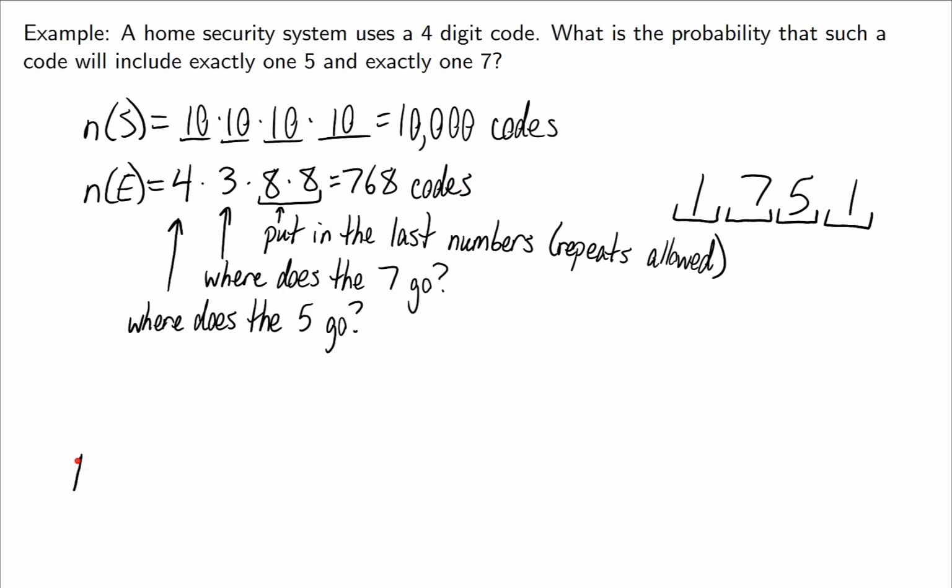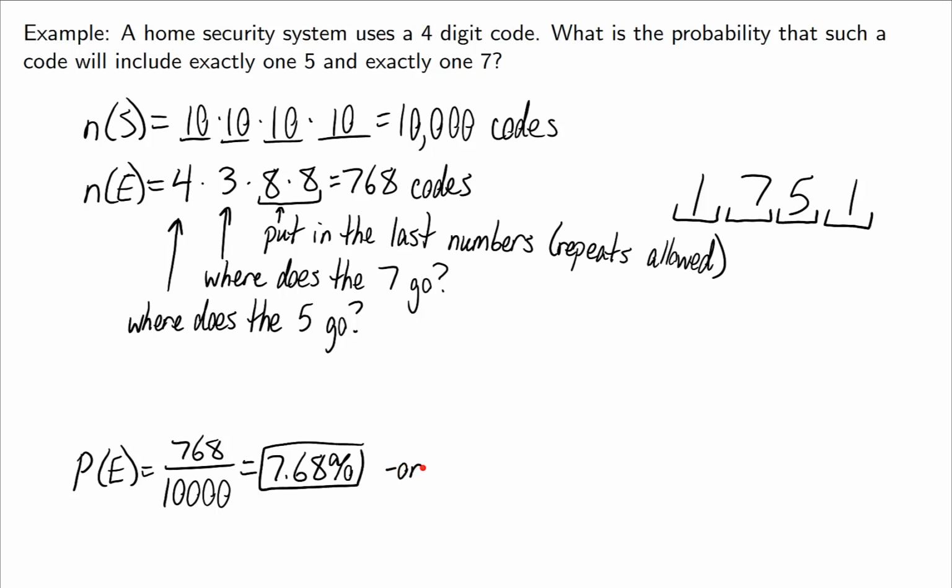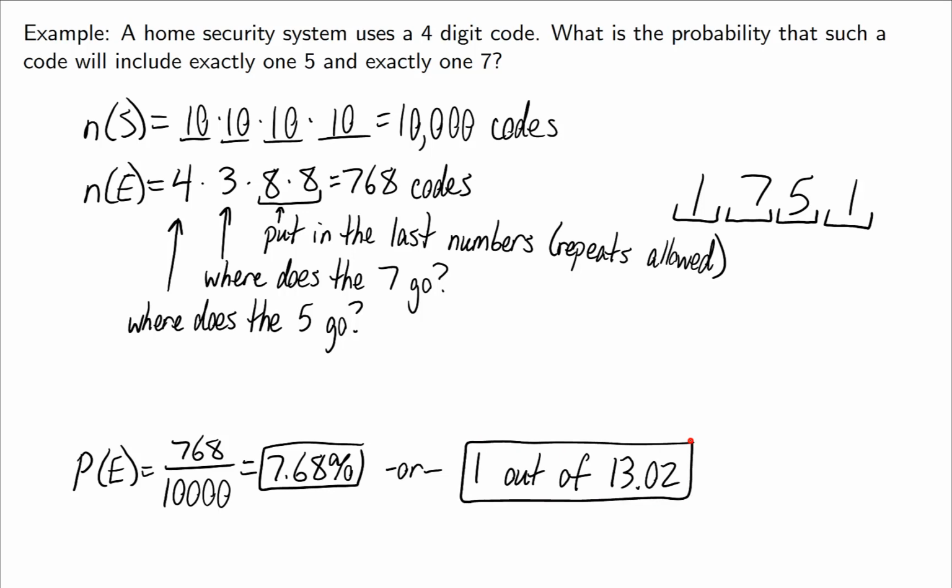Now let's do the probability. Again, the probability is the number of elements in E divided by the number of elements in S, and if I do that, I get 7.68%. If I do it the other way, you could also do 1 out of, and remember just to flip it the other way. 10,000 divided by 768 would be about 13.02 for that way of looking at the probability. So out of about every 13 codes, you would expect a code to have exactly 15 and exactly 17.